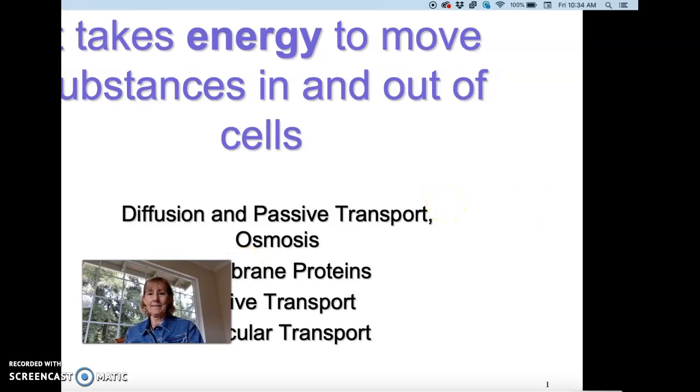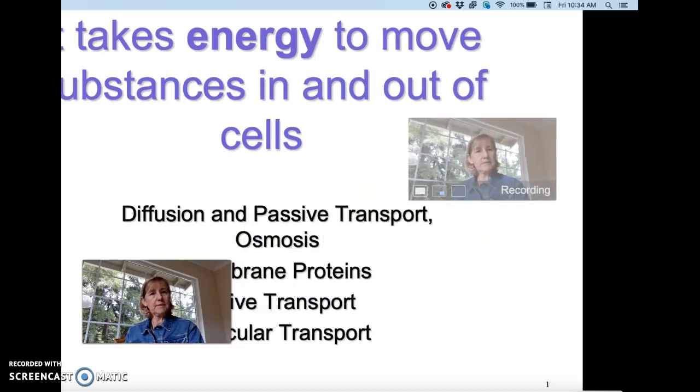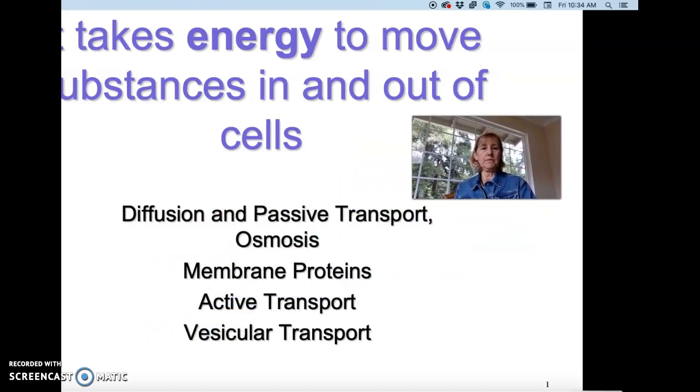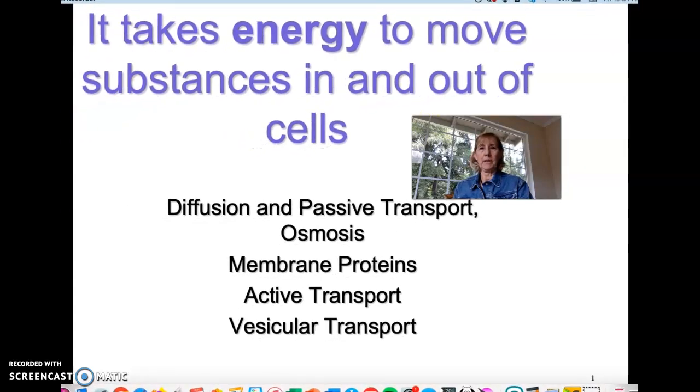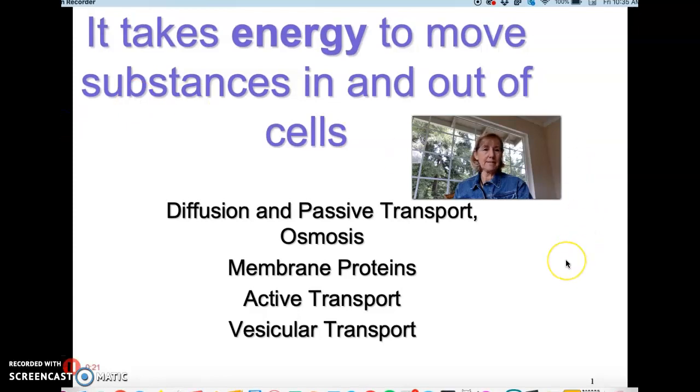Hi guys, this is my mini lecture on energy, but the specific section is on diffusion and osmosis, active transport and passive transport. So here we go. So I'm telling you that it takes energy to move substances in and out of the cell.